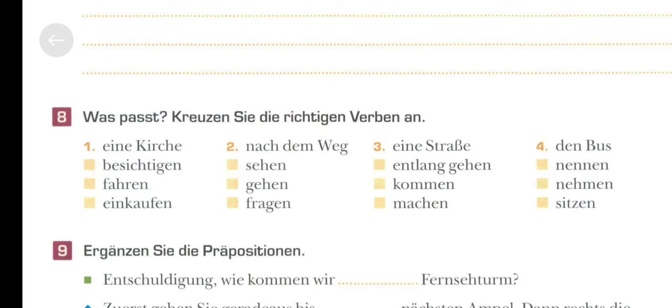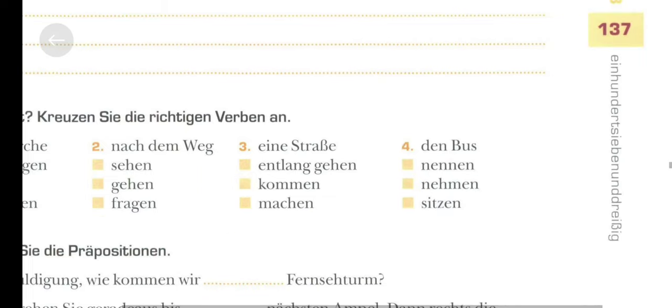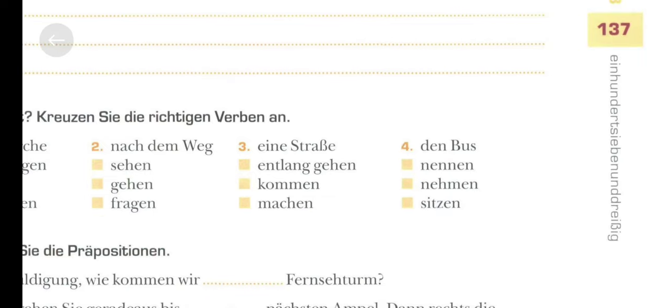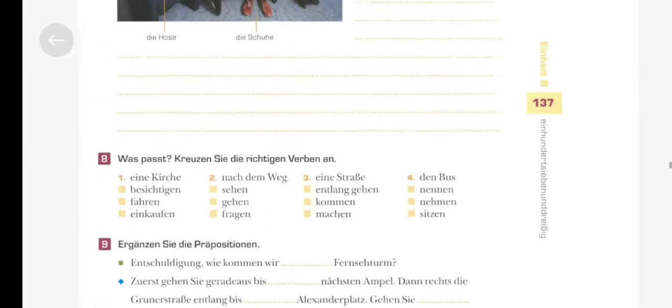Next is eine Straße entlang gehen, eine Straße kommen, eine Straße machen. So the answer is eine Straße entlang gehen. You can go along the street. Next is den Bus nehmen, you can take the bus.